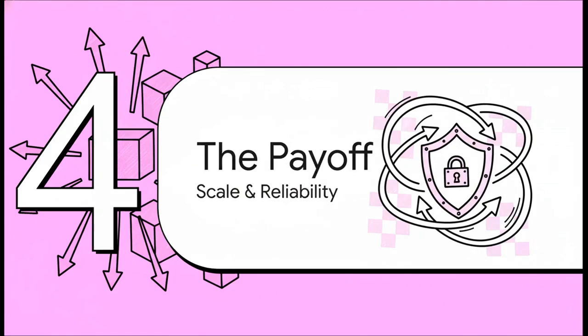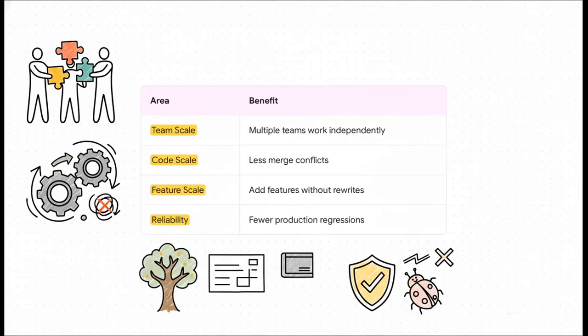Phew, we've covered all 5 principles. So you might be thinking, that sounds like a lot of work. What's the real payoff here? Well, it all boils down to 2 things that businesses care a lot about: scale and reliability. This table sums it up perfectly.